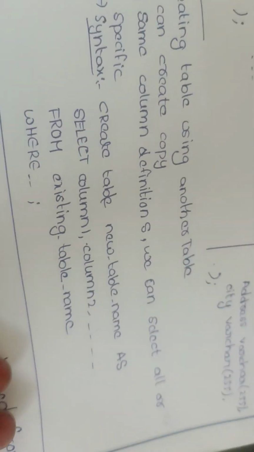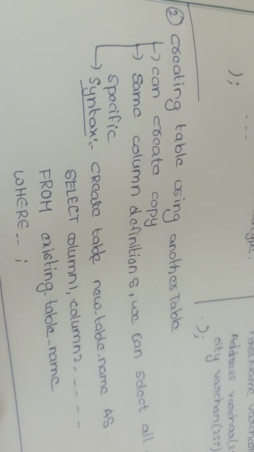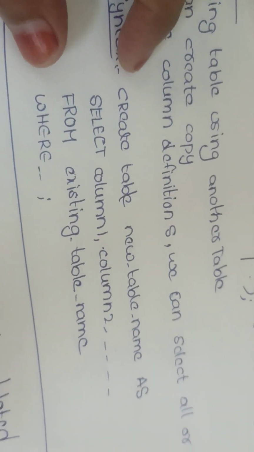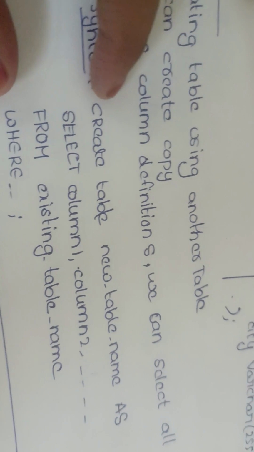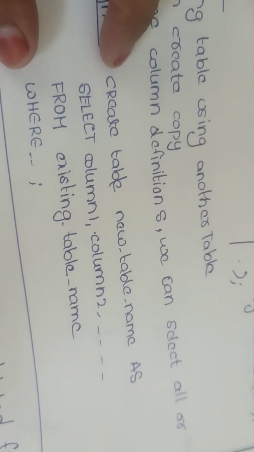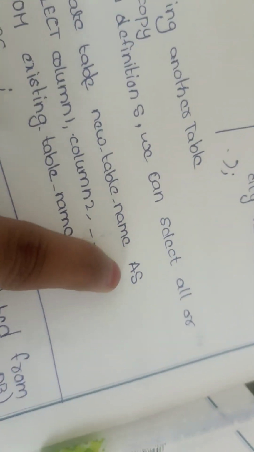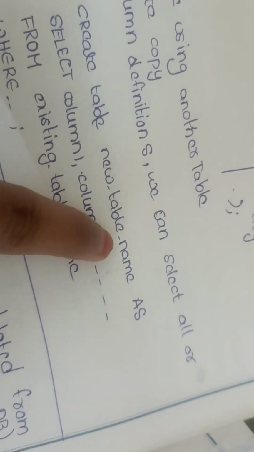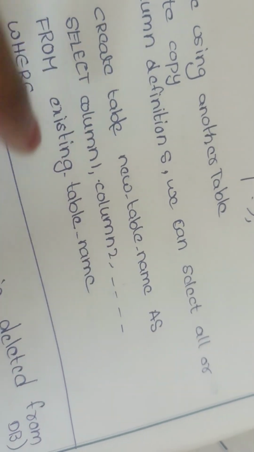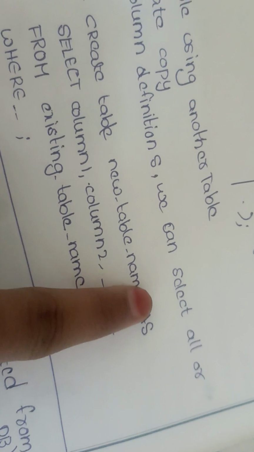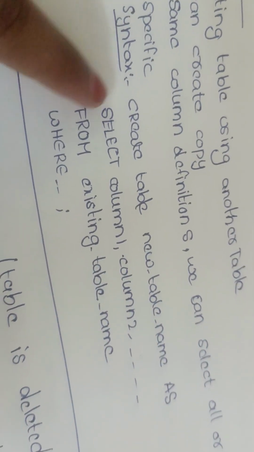Now let us see the second method of creating a table. Directly I am giving the syntax. CREATE TABLE, new table name we can give AS, and whatever data we want to insert into this table, that means we can copy from another existing table. We can directly copy to this new table by writing this query.